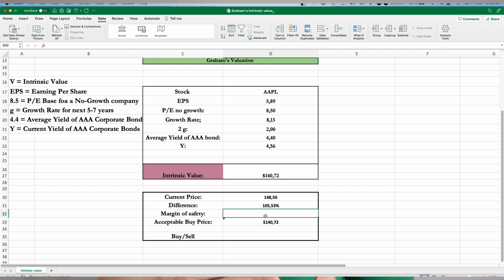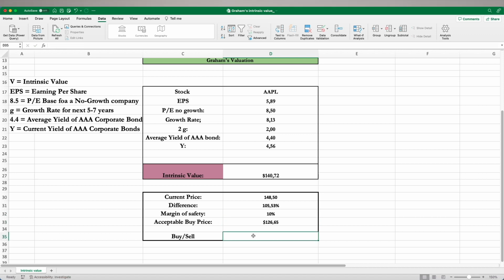Let's say you want to buy the stock of a company at less than 10% of its original value, so you would put the margin of safety at 10%. If you put in a 10% margin of safety, the acceptable price you want to buy at is around 126. Our logic here is that if this value is greater than this, it will tell you to buy or sell. So currently your acceptable price is 126 and the current price is sitting at around 148.